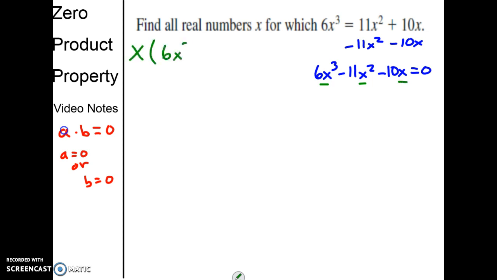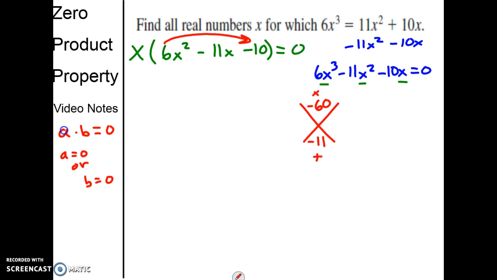So this is going to go down to x times 6x squared minus 11x minus 10, and that's still equal to 0. Now we are going to factor it, and here we have to use the AC method. So we have 6 times negative 10, which is negative 60, and our middle term of negative 11 goes in the middle. We need to find two numbers that multiply to negative 60 but add to negative 11. Whether you use your calculator or a factor sheet, that works out to a positive 4 and a negative 15.